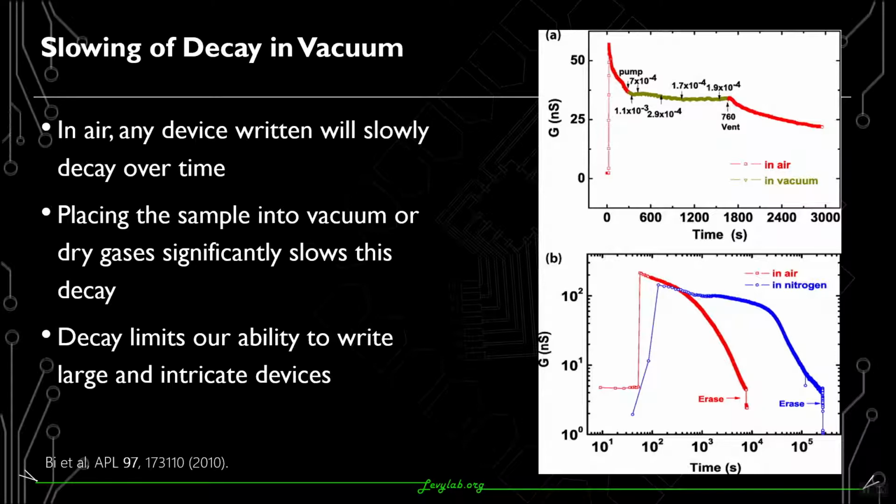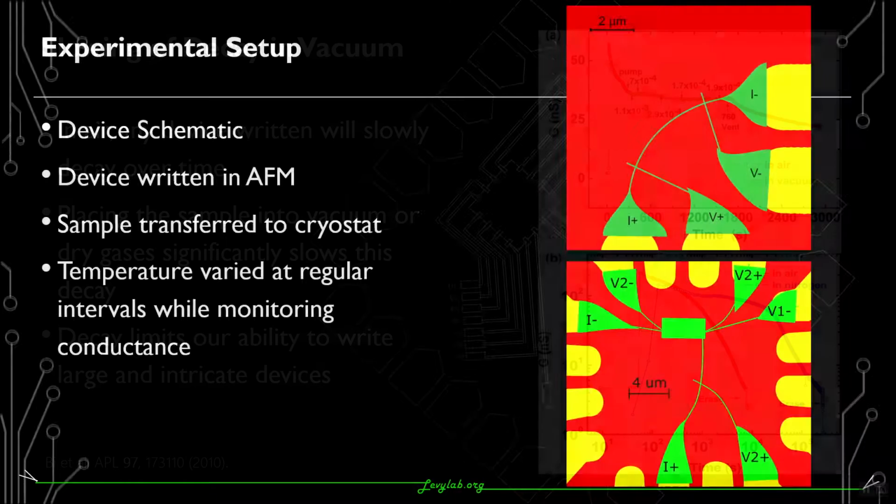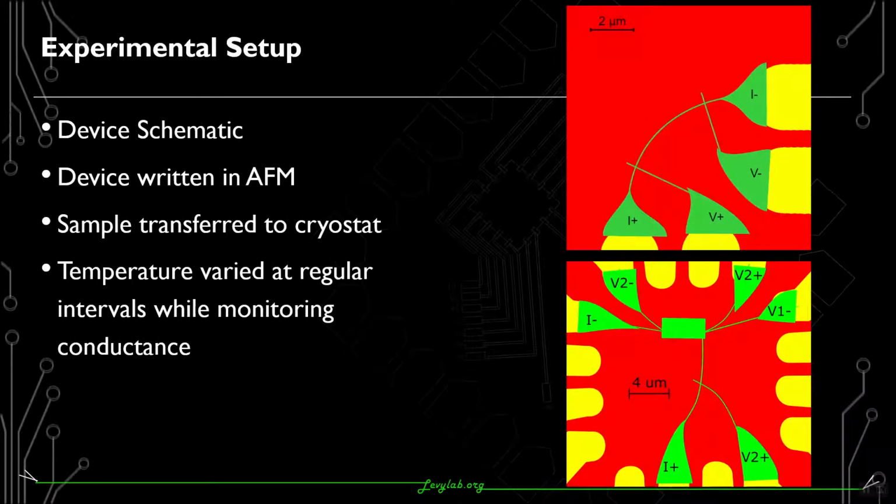It's important to be able to slow this decay down as much as possible because we are only able to write nanostructures on a scale of about 10 nanometers to 1 micron per second. So as we want to design large and intricate devices, slowing of decay allows us to create better and larger devices. So I set out to test exactly how temperature will impact the decay of devices created in LaO-STO.